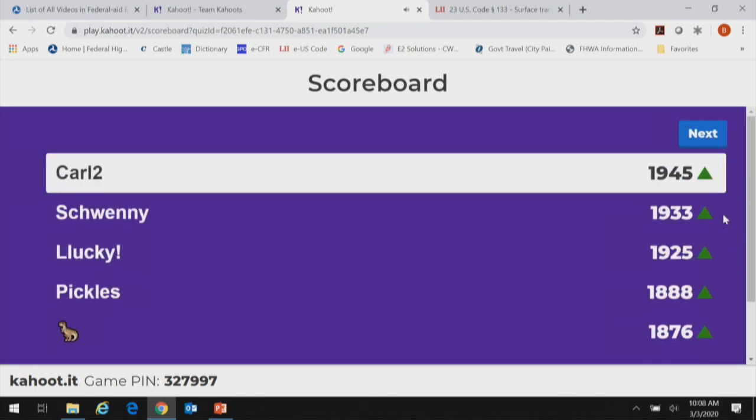Ooh, Carl 2, that was a big adjustment there. Carl 2, Schwenny, Lalucky and Pickles, and the T-Rex down there.